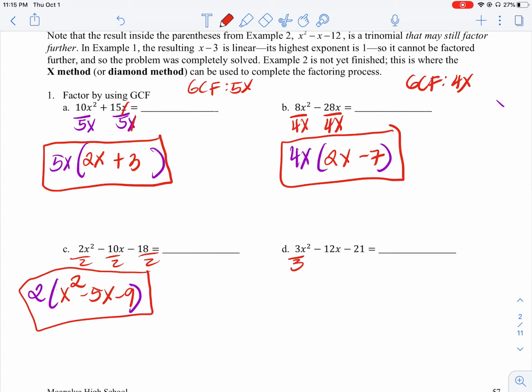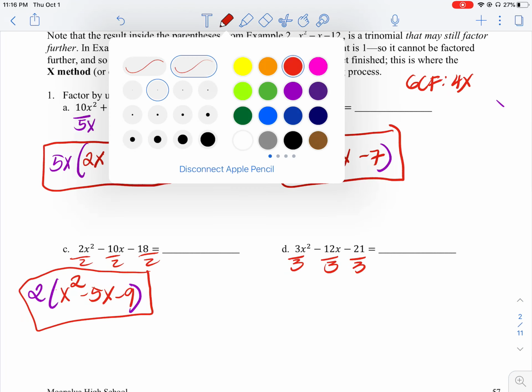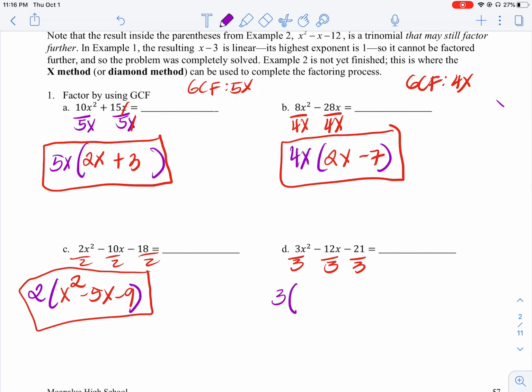So this one, they have a 3 in common. Would you agree? So that's it. 3 outside. Let's have 3x squared divided by 3. That's an x squared. Negative 12 divided by 3, that's a negative 4x, minus 7. So our GCF is a positive 3.